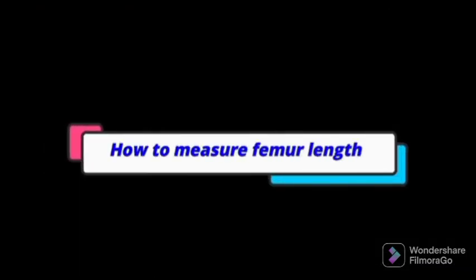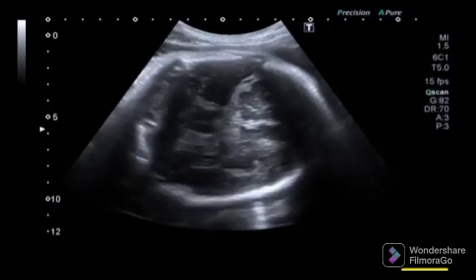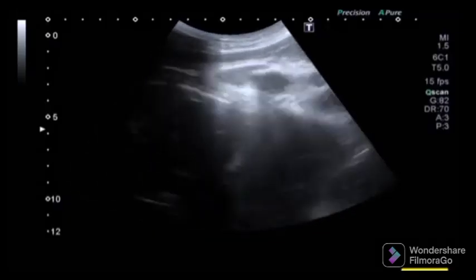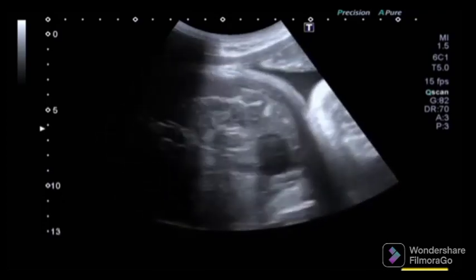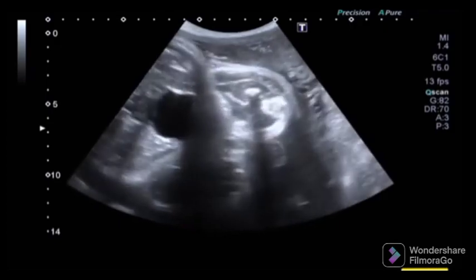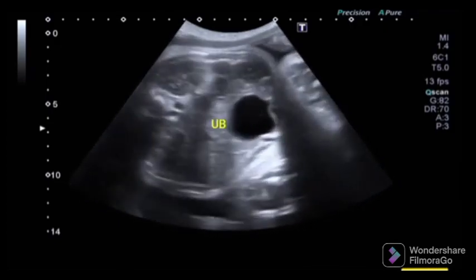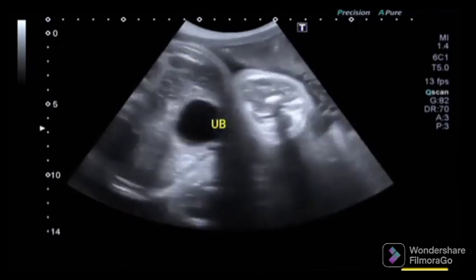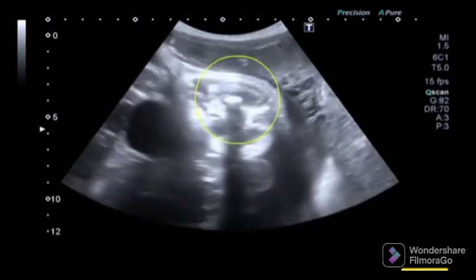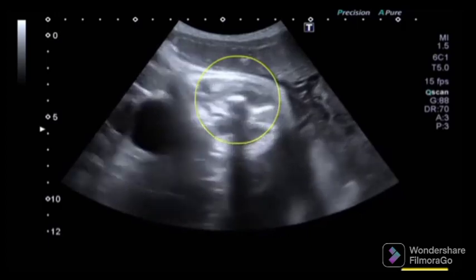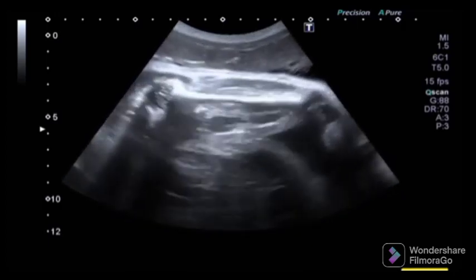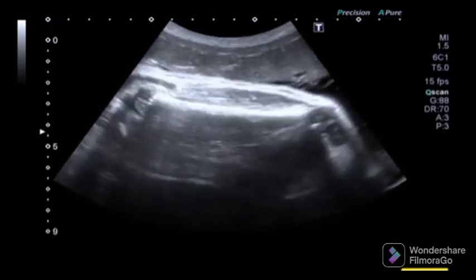How to measure femur length. Slide the probe caudally from the fetal abdomen until the urinary bladder is visualized. At this point, a cross-section of upper femur is usually seen. Keeping the anterior femur in view, rotate the probe slowly until the full length of the femur is obtained.